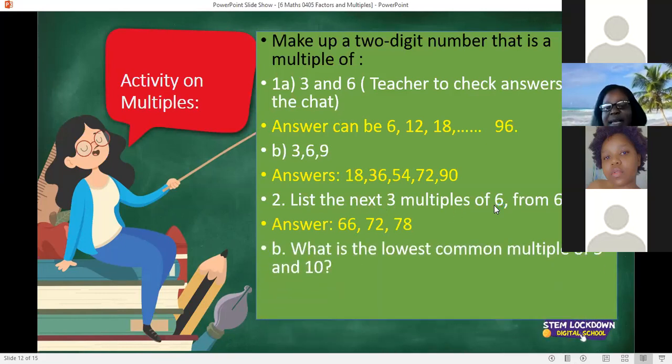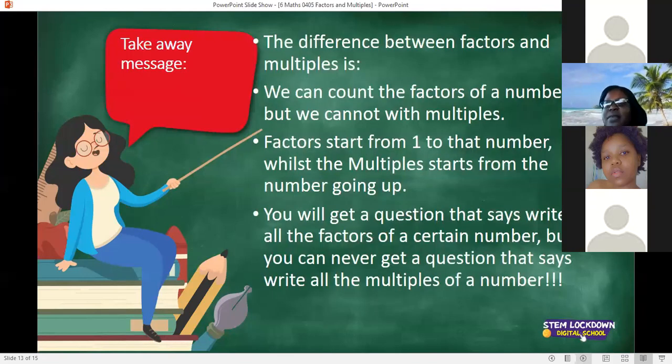You get a question like this: list the next 3 multiples of 6 from 60. What does it mean? You have to list from 60, and it tells you how many multiples you must list. It doesn't say list all the multiples of 6. It says list the next 3 multiples of 6 from 60. So the next one from 60 will be 66, then 72 and 78. This is how the questions are going to come when it comes to multiples. I hope you can see the distinction there between multiples and factors.